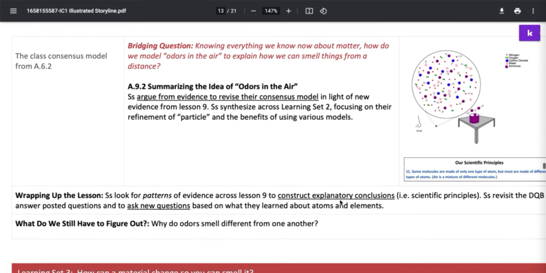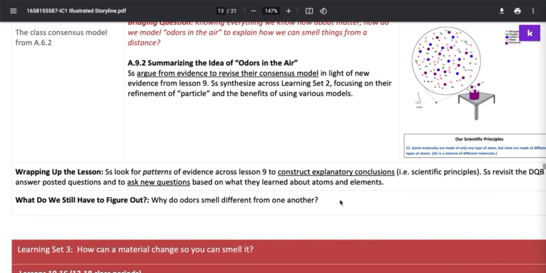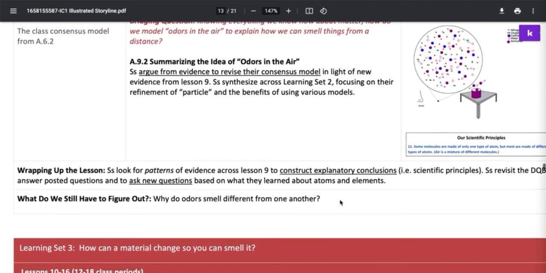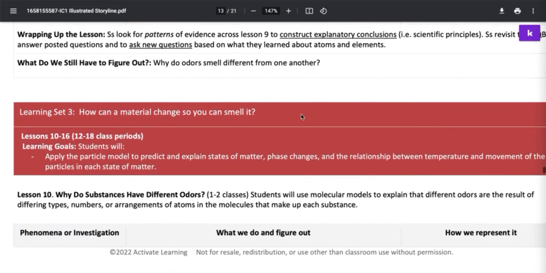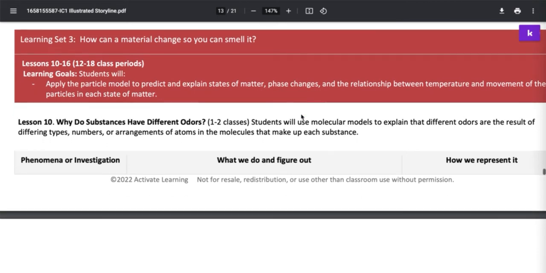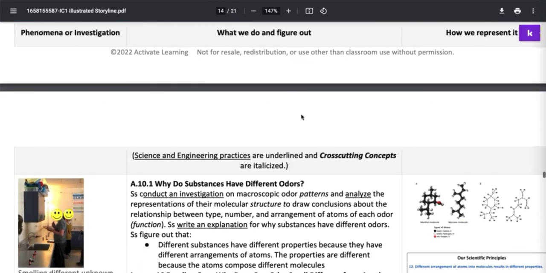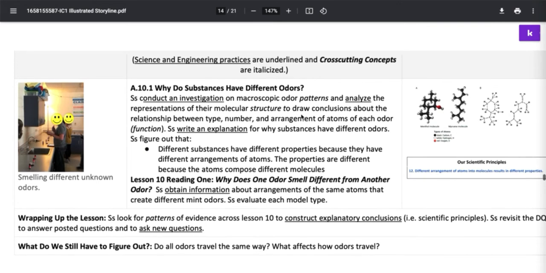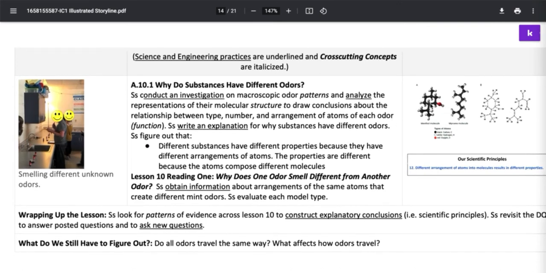Let's see here. So summarizing the ideas of odors in the air. So what does it look like now? What does air look like now that we know that there is not just air, the things we breathe in and out, but there's also this odor that can also fly through the air. All right, then how can a material change so you can smell it is the last learning set. I'm pretty sure this is the last one. And then really this is kind of showing that every different molecule, every different thing that's going to have a different smell, is going to have a different molecular arrangement.